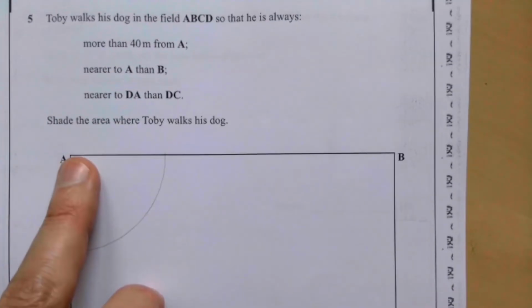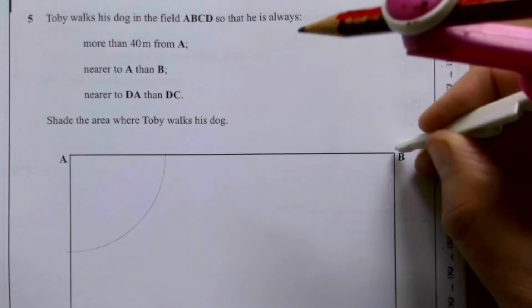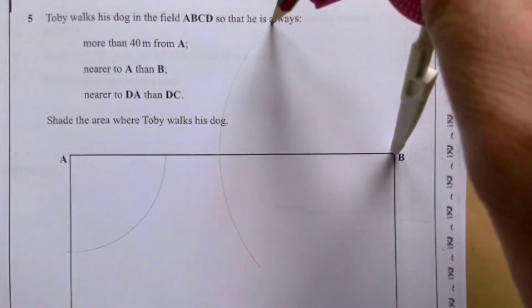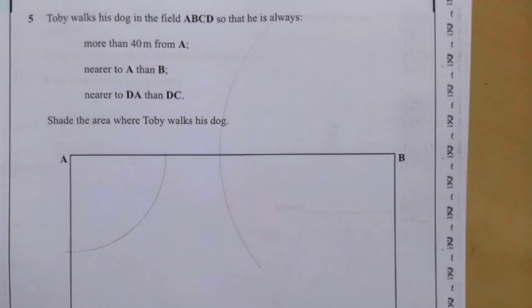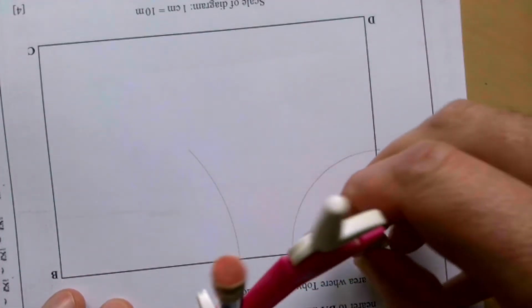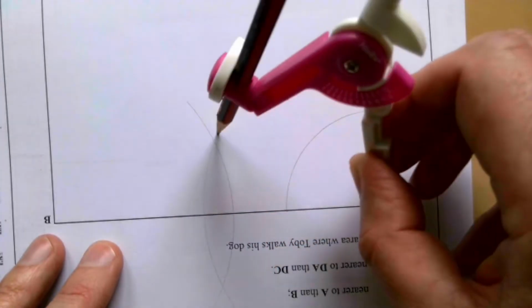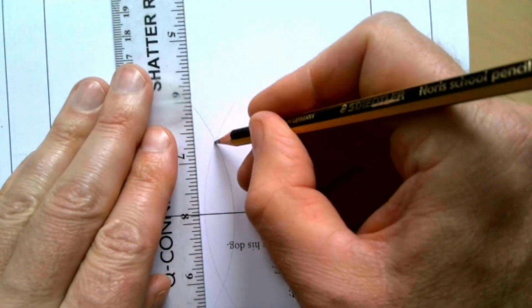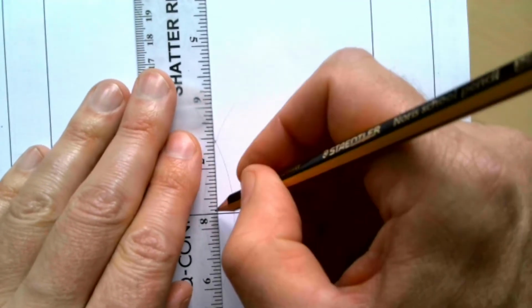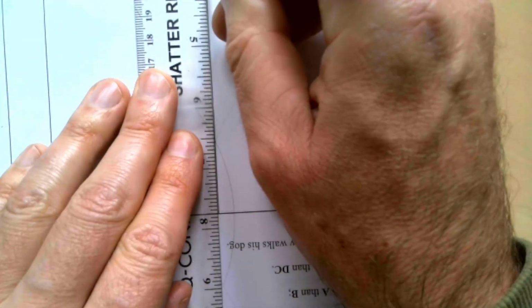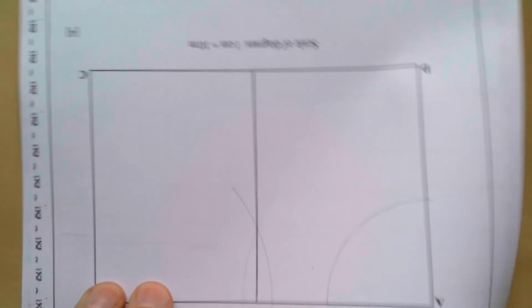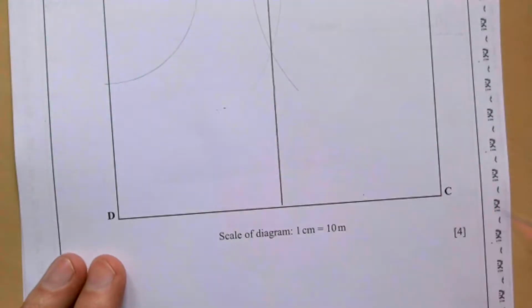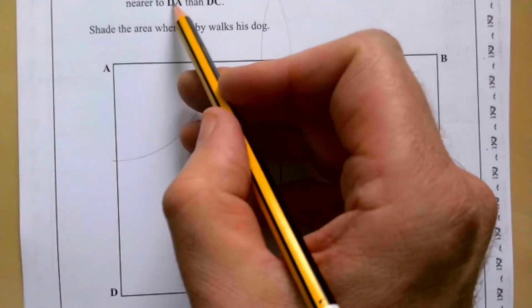Nearer to A than B, so here's A and here's B, so I need to do then the perpendicular bisector of that. So I go more than halfway, I do my line here, I go back then to the other side, again I'm going to flip it upside down. And then I join those lines up. So anything on this side of the line then is nearer to A than B.